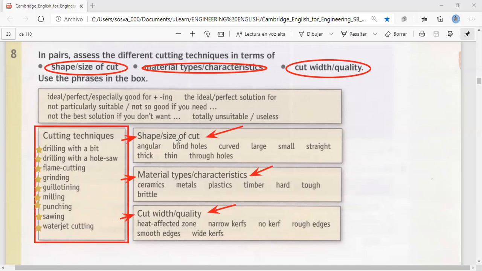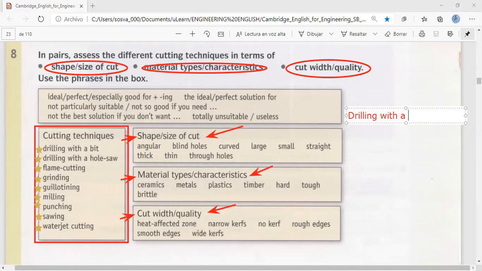So, for example, I'm going to give you an example, and I'm going to write it next to it so that you know what you have to do. It says, describe the techniques in terms of shape, material, and cut width. So, for example, drilling, and that's how you're going to write it in your notebook.